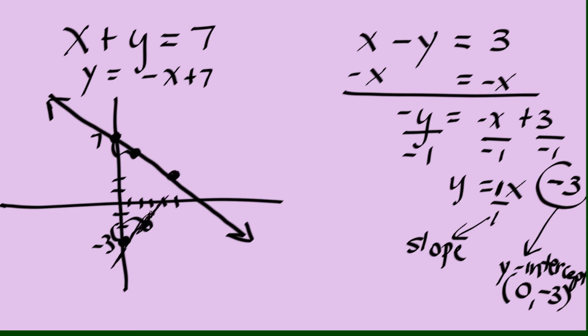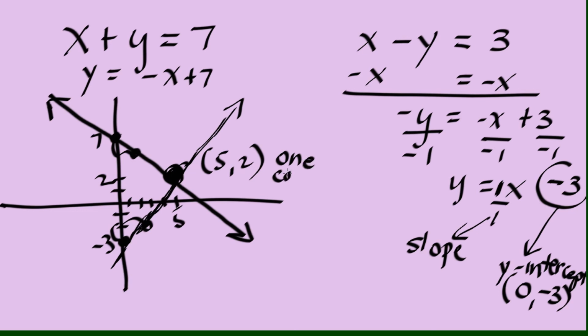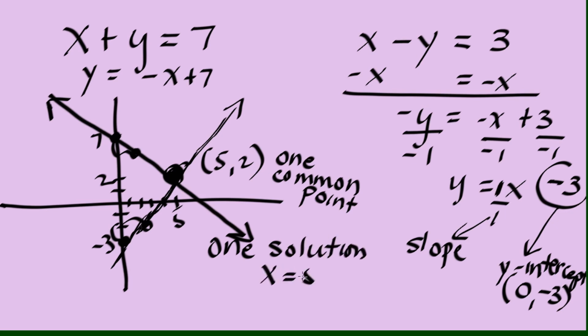So it has to cross the first line at this point, 5, 2. So this is one common point. And that one common point represents the one solution that we're looking for, which is x equals 5 and y equals 2.